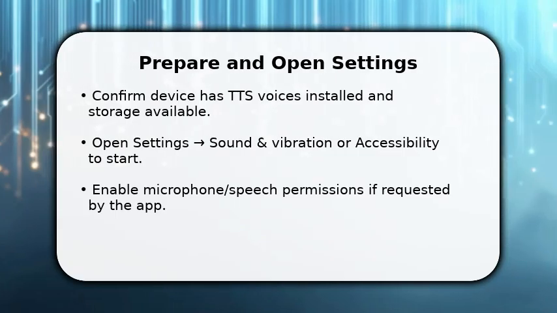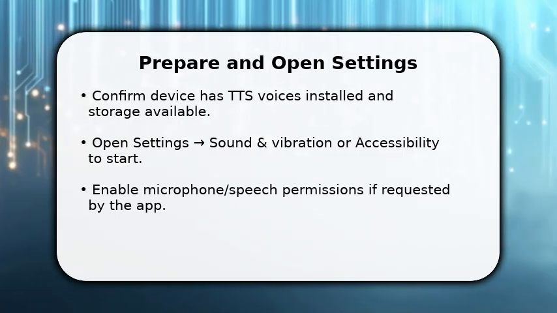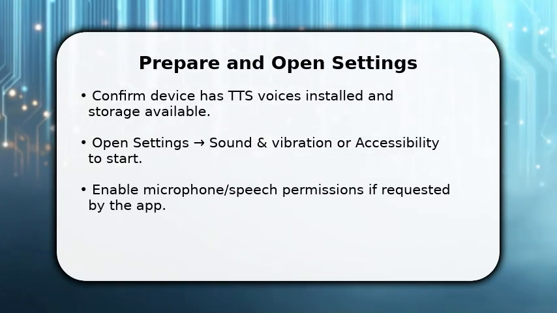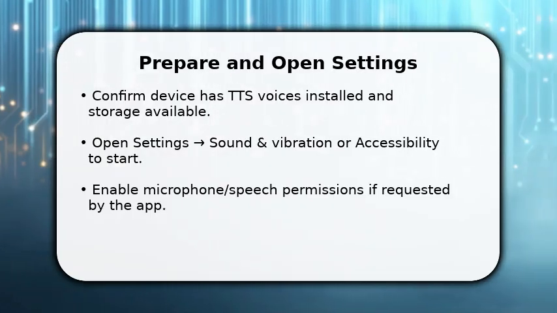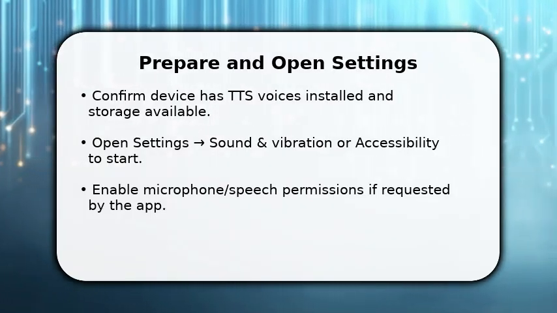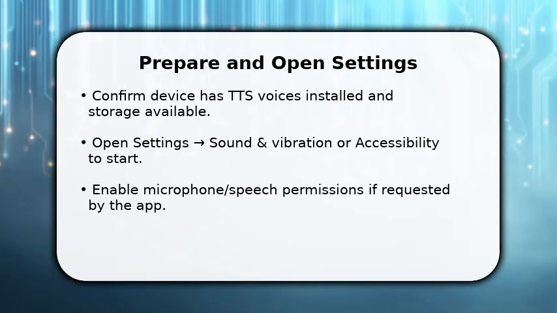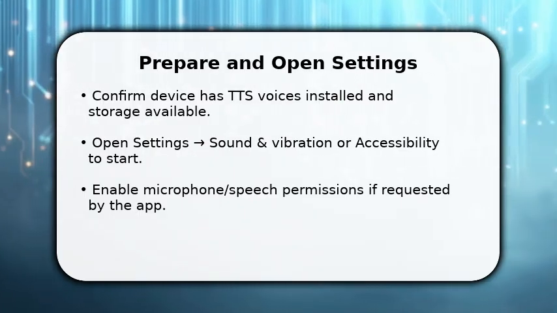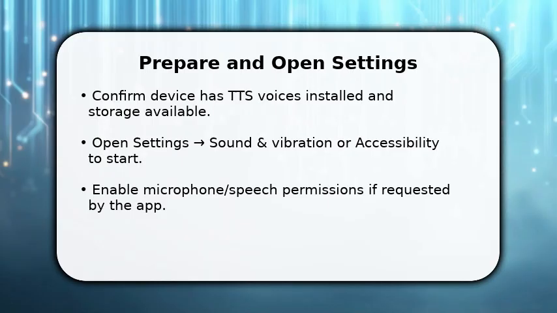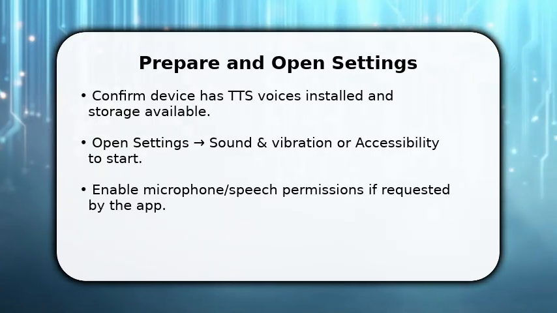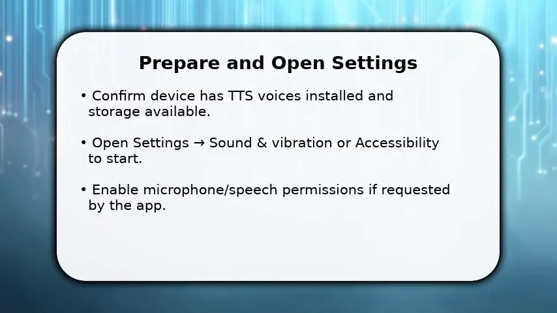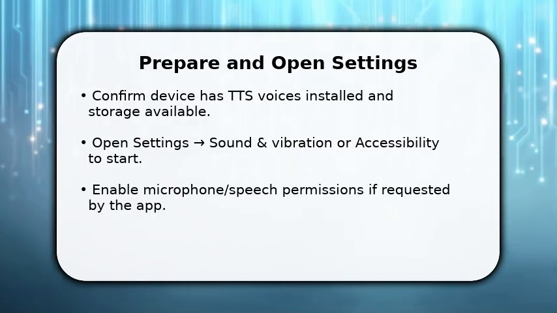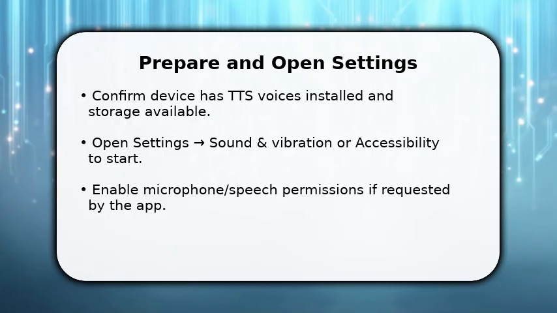You start by confirming prerequisites. Make sure your device has at least one text-to-speech voice installed and that the app has permission to play notifications. Once done, open Settings and navigate to Sound and Vibration or Accessibility depending on your OS. You need to locate the Notifications or App Sounds area right away. This is where the voice options live.